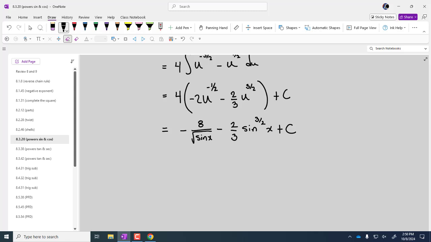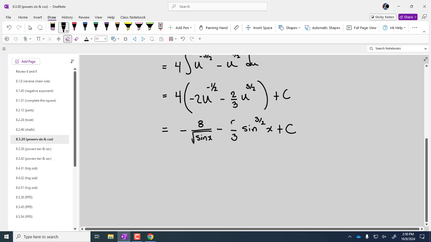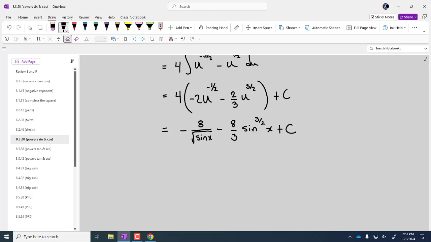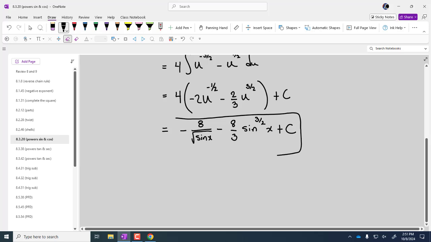Could you also write that as cosecant to the 1 half? Yeah, and it depends on the book. Some books will never leave a trig function in the bottom. They'll always change it. So you could easily write this as negative 2 square root of cosecant. If I put parentheses around sine of x and had it raised to the 3 halves power, would you mark it wrong? No, that's fine.